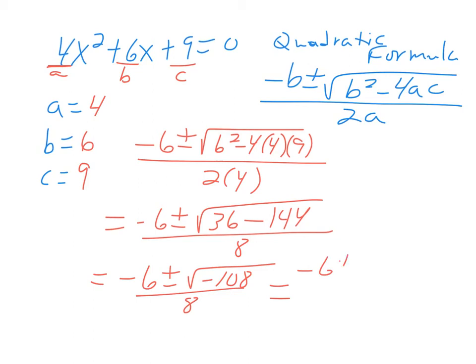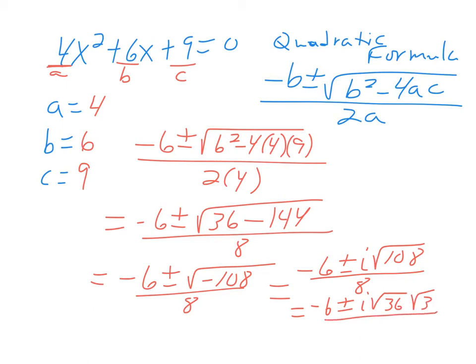negative 6 plus or minus, I see I have a negative underneath my radical sign, so just like we've done in the past, anytime you have a negative underneath your radical sign, bring that out, and that's your i, which is square root of 108 then, underneath, all over 8, which equals negative 6 plus or minus i square root of 108 has a perfect square in it, which is 36 times 3, and that's all over 8. I'm going to go to the next page to give myself some room there.